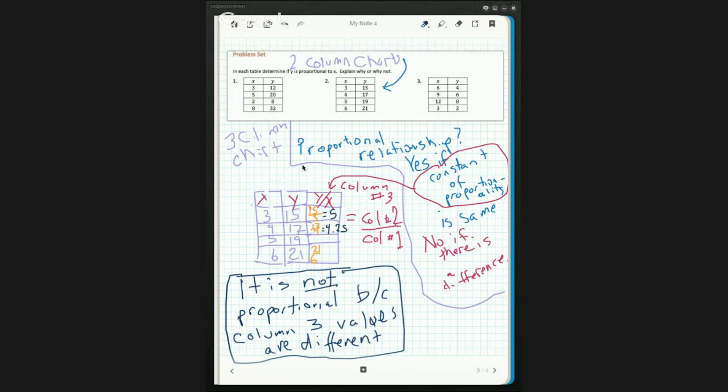So if I'm looking at this problem, I know that this is my answer because there's a big box around it. So the answer is no, number 2 is not proportional. Now, what you need to do on number 1 and number 3 is the same thing. You need to create a column 3 and figure out whether all 4 values are the same, in which case it will be proportional. And if any 2 are different, if not all 4 are the same, then it is not a proportional relationship.